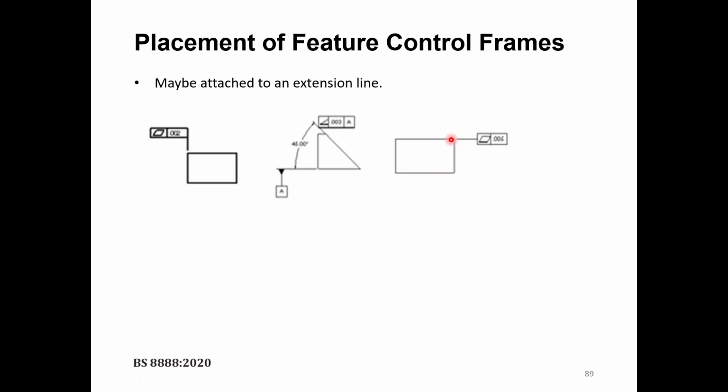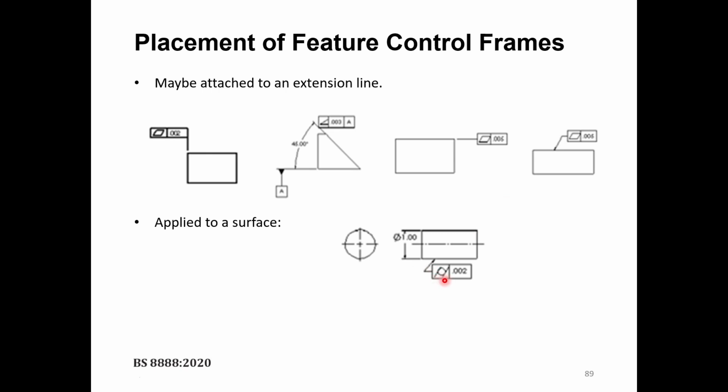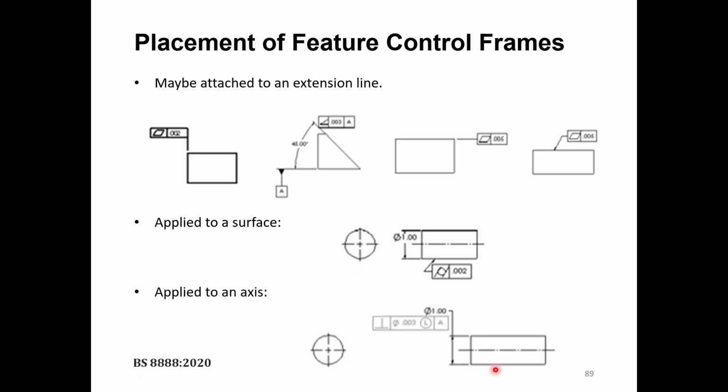Or here, for example, this is the extension line for this vertical dimension. You can attach the feature control frame to this line, or you can attach it to a surface, for example. You say that the flatness of this surface should be within 0.005. It could be applied to a surface, again, similar to this one. So the cylindricity of this surface should be within this tolerance. It could also be attached to an axis. You could say that this axis here is perpendicular to datum A, with a tolerance of 0.003 at the least material condition.